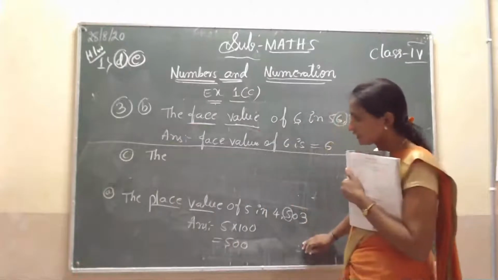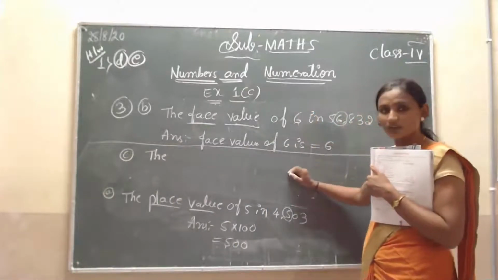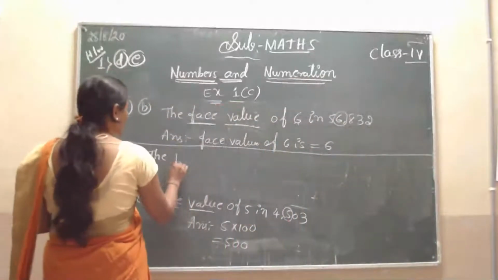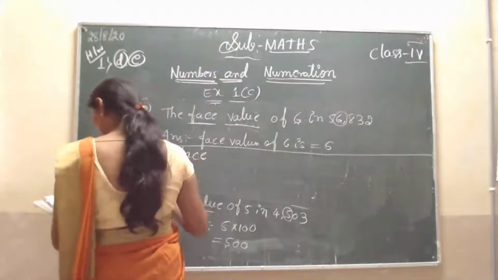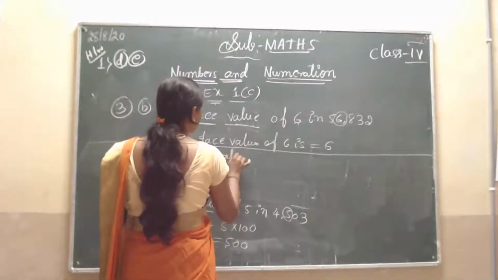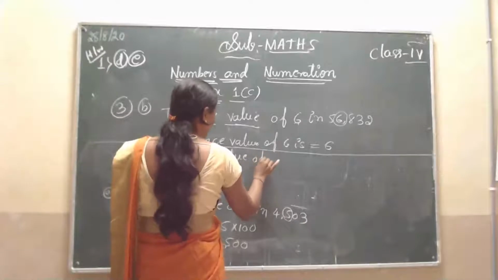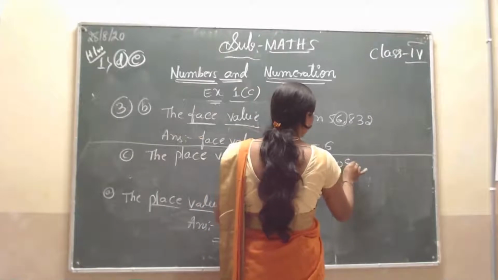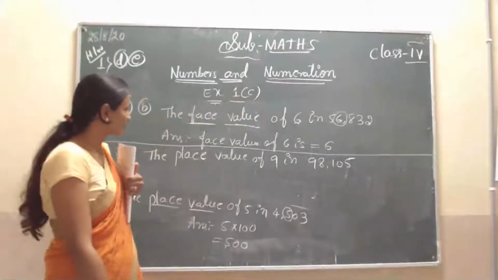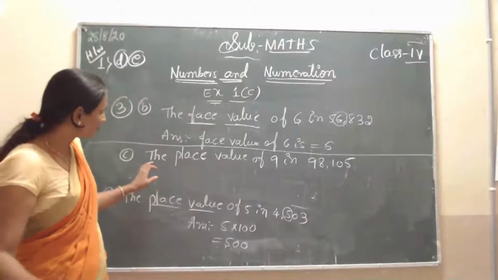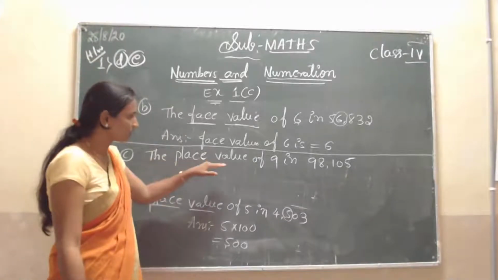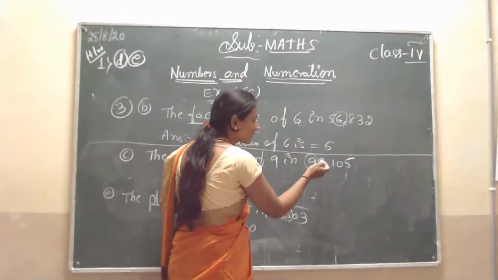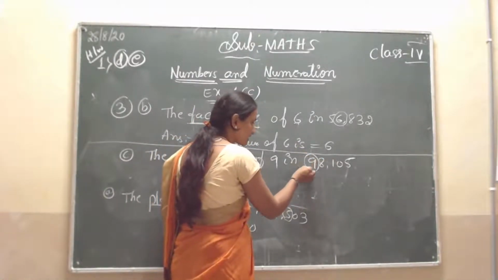The students are solving A1 here. So B means upside. Now I will solve C1. Okay, C1. The place value of 9 in 98,105. Students, so what is the question? Just observe the question: the place value of 9. I have already written the question, 98,109.